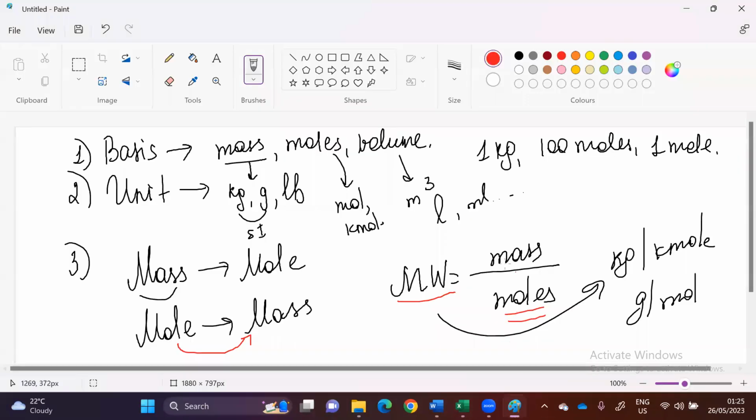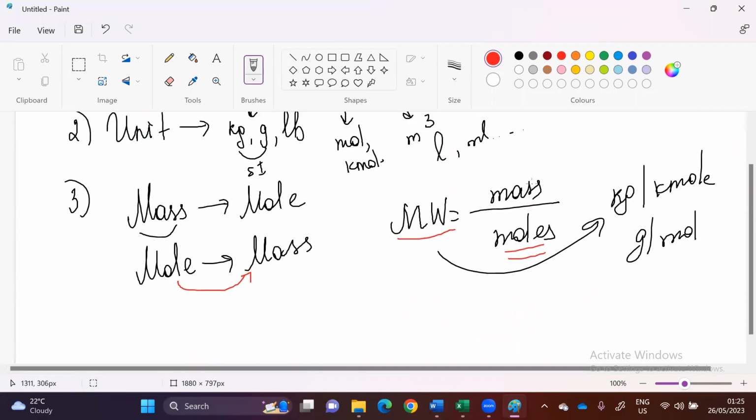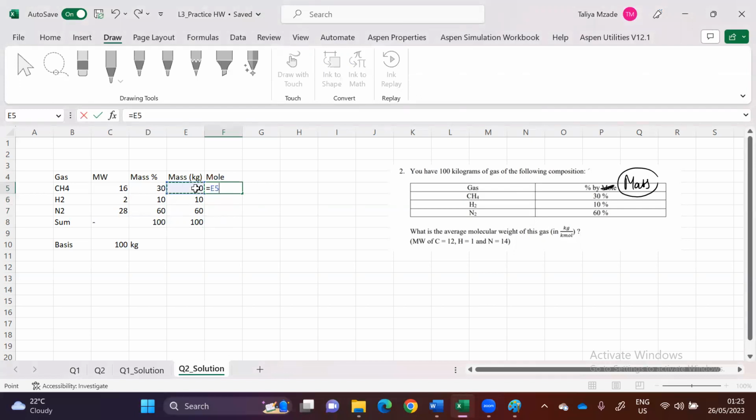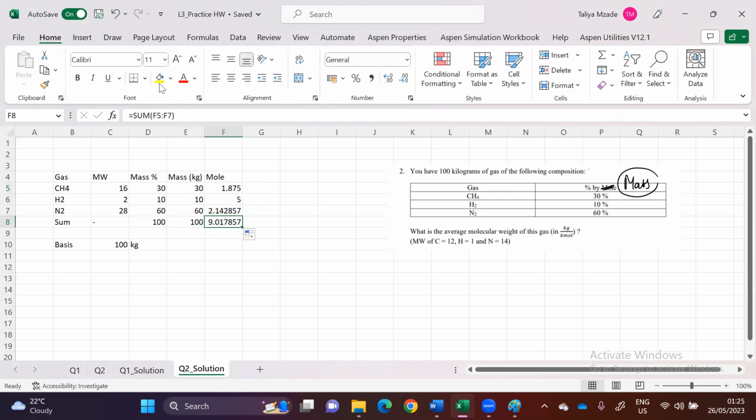let's go to the paint again. In order to convert mass to moles, mole is equal to mass over molecular weight. And I will apply the same theory, 30 over 16. And drop down. Let's find the summation. Yes, we got in total 9.01. This is kilomole. And molecular weight will be kilogram per kilomole.